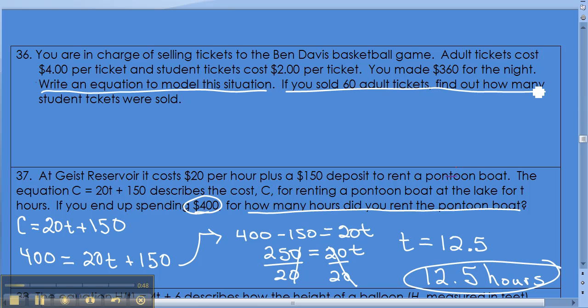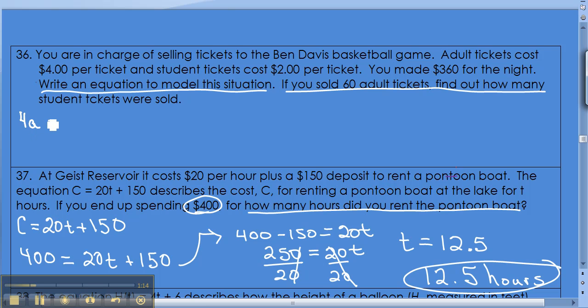You're going to have to think about what your variables mean, and it makes sense to let A be the number of adult tickets and C be the number of student tickets. And adult tickets were $4 a piece. So if you write 4A, that's going to give you the total amount you received for adult tickets when you take 4 times the number of adult tickets.